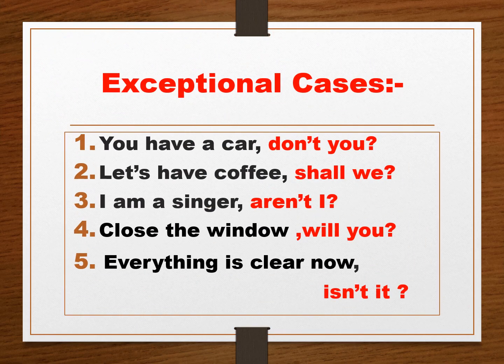Let's have a look at the exceptional cases. First sentence. You have a car, don't you? Why has it become don't you? The tag is don't you, but how? If we observe the sentence, have indicates the possession. So when there is the usage of the auxiliary verb have, we go for the dummy auxiliary like this. So since the sentence is positive, we have taken a negative tag, that is don't you.